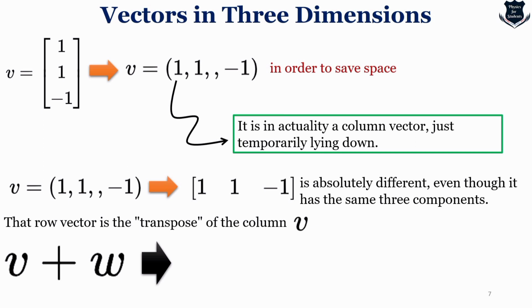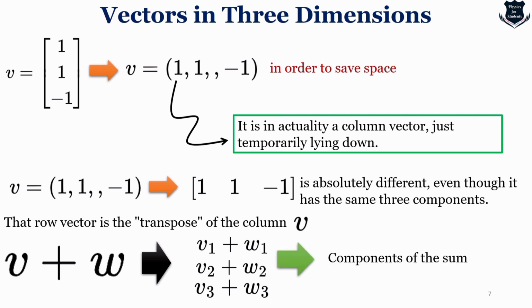We can add up v plus w. It is still found a component at a time, that is v1 plus w1, v2 plus w2, and v3 plus w3. These are the components of the sum. Okay, so now we understand what vectors are. From 2 dimensions we move to 3 dimensions. We write it as a row vector from the column in order to save space.